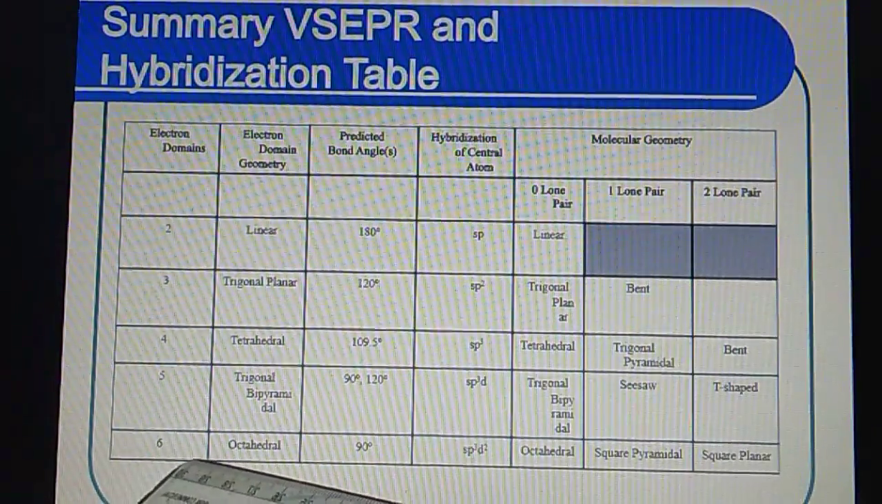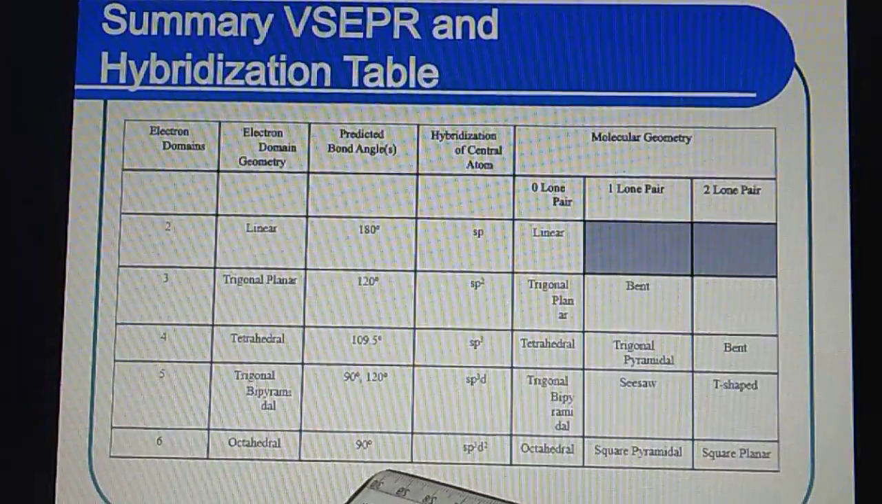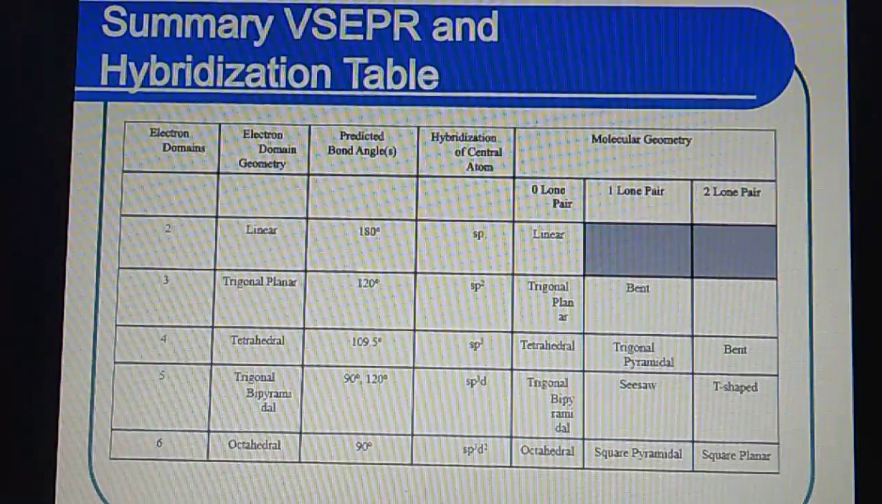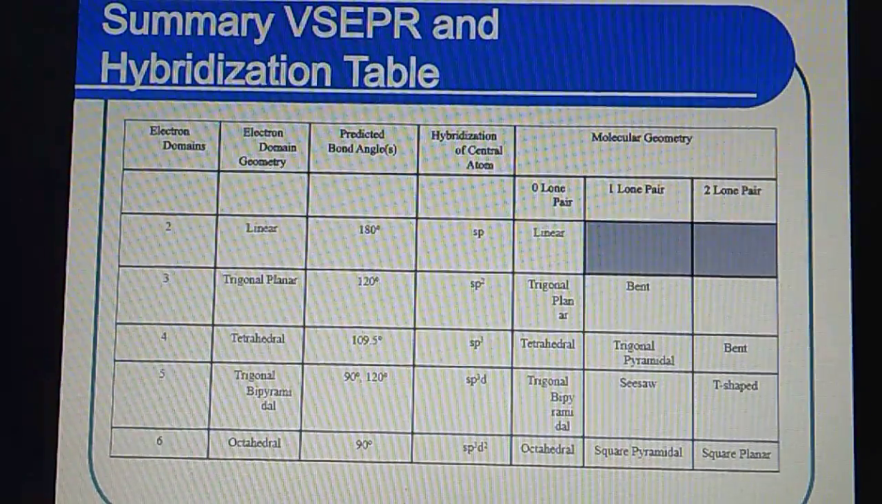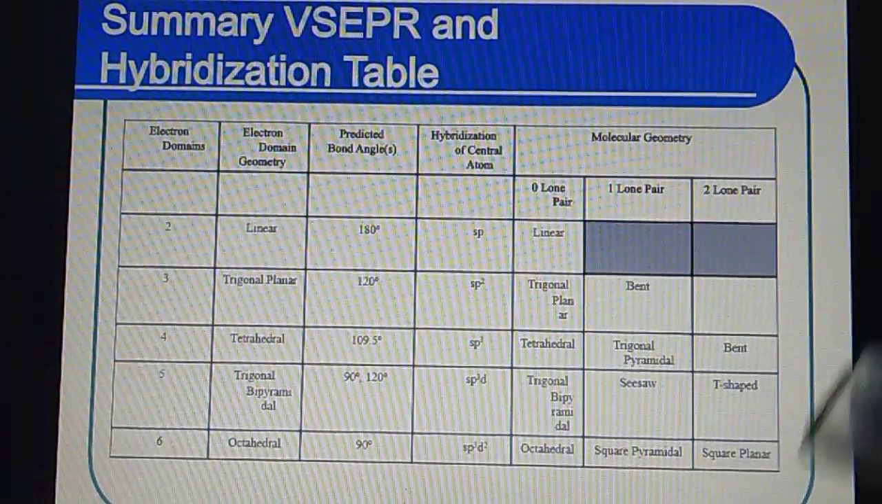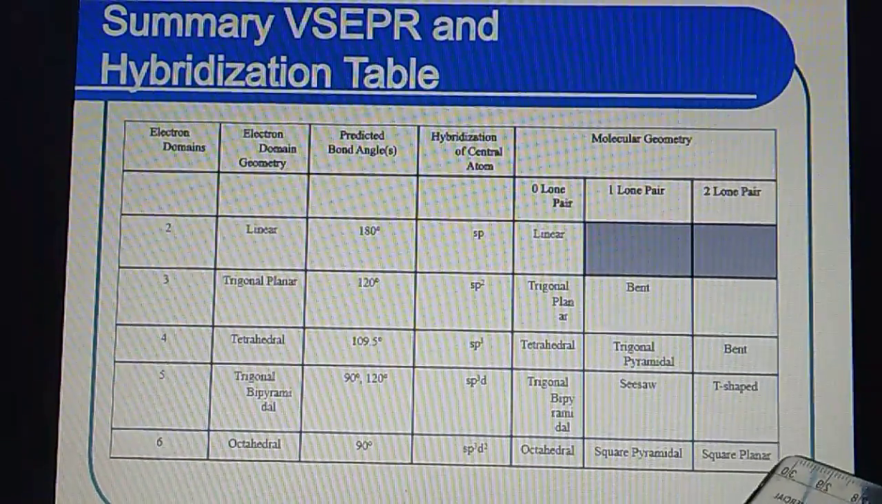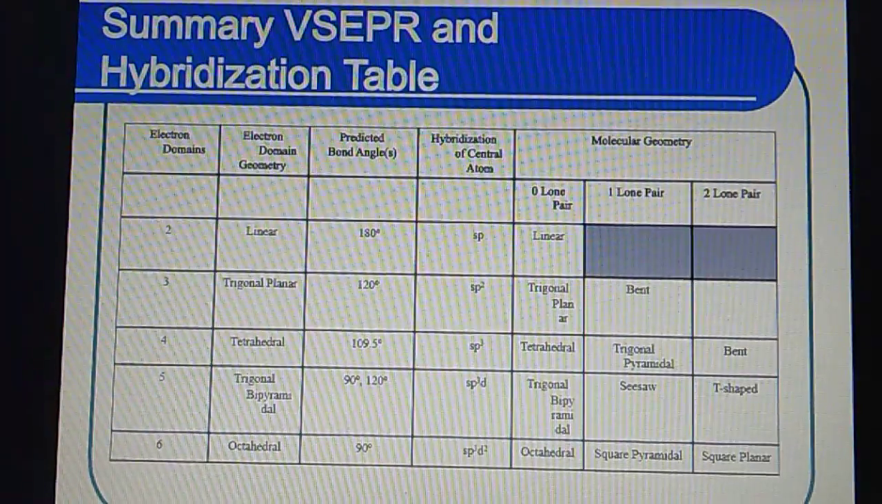Now you go for the 6th electron pair, student. The distribution will be octahedral, all the angles will be 90 degrees, hybridization will be sp3d2, and if there are 0 lone pairs, the shape will be octahedral. If 1 lone pair is there, square pyramidal. If 2 lone pairs are there, student, the structure will be square planar.